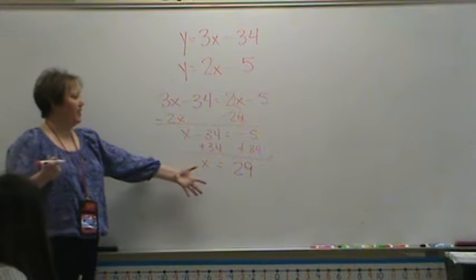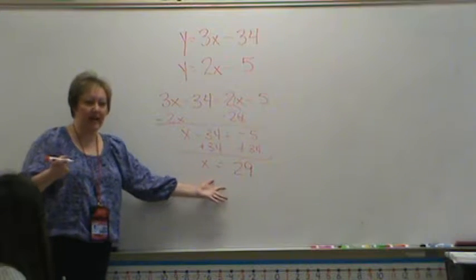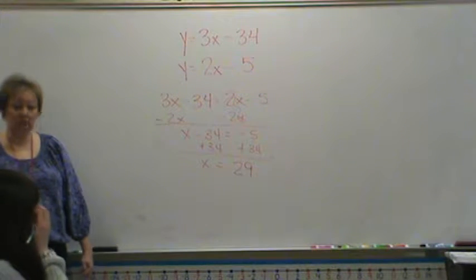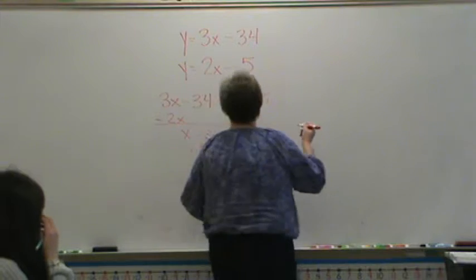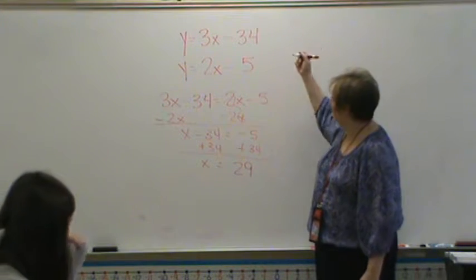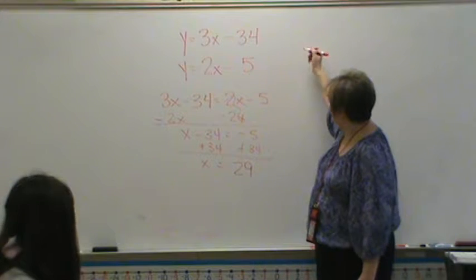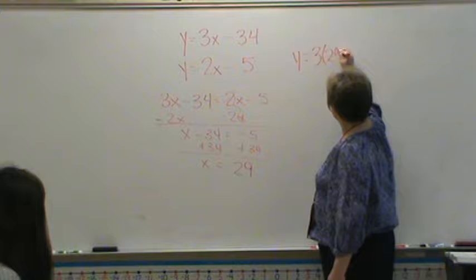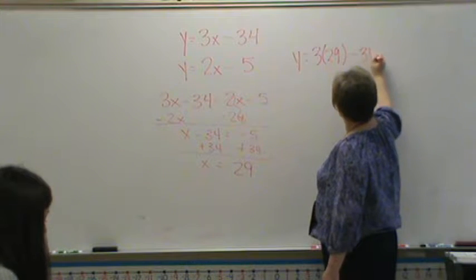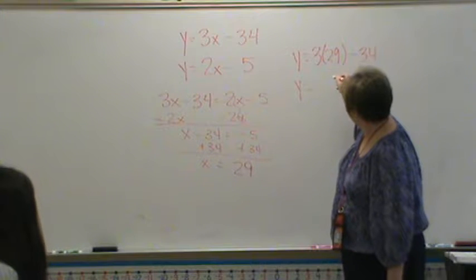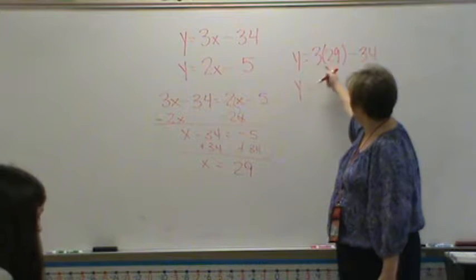Alright, we've solved this and got a value for x. What do I do for y? Doesn't matter. Which one did you like better? 3x minus 34. So y equals what? What do I get?